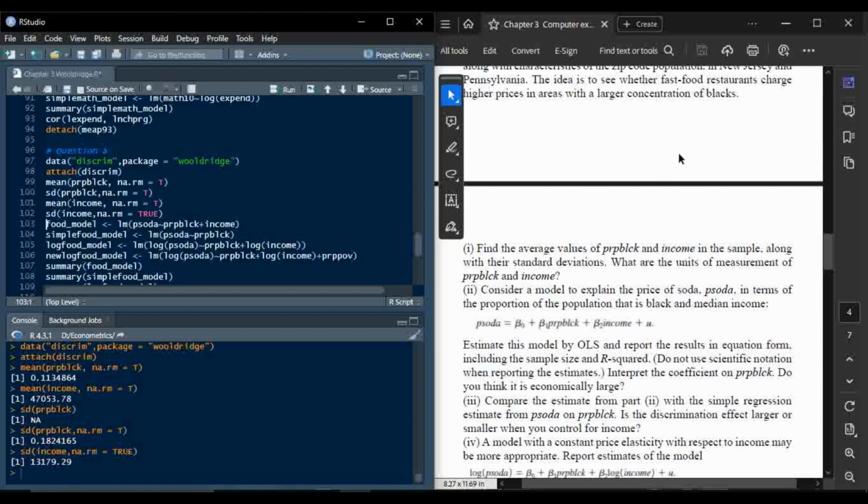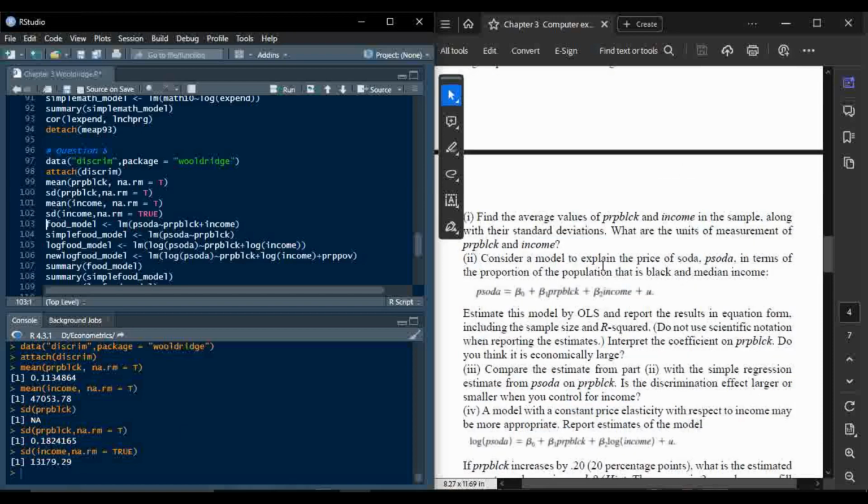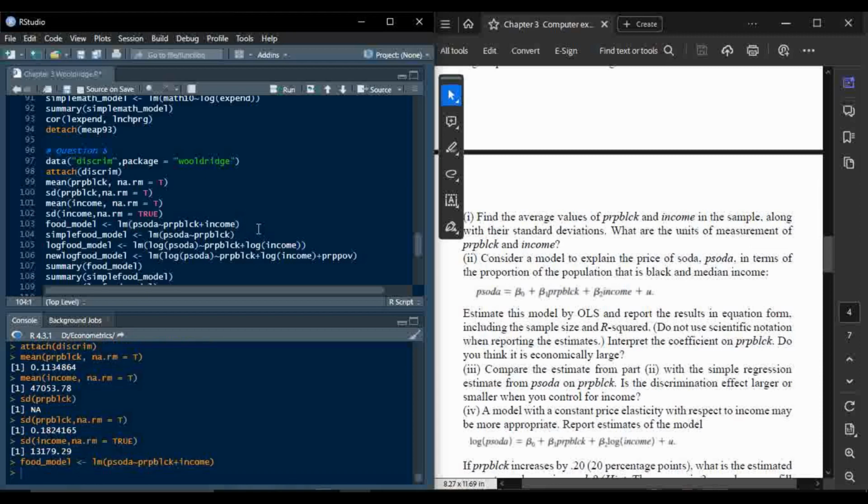Okay, so now what is the second part of this question? Consider a model to explain the price of soda in terms of the proportion of the population that is black and median income. Estimate this model by OLS and report the results in equation form. Now let's create a model by the name of food_model. Use this assignment operator, and then psoda is being estimated by proportion of black and income. Press Ctrl plus Enter and summarize this model.